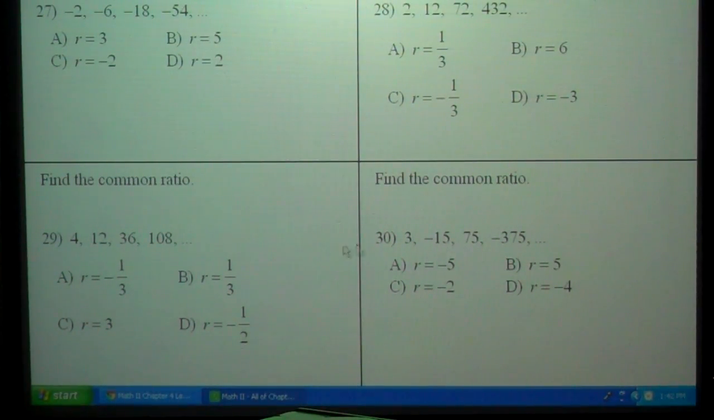Here's another example. Here it's alternating. That should tell you something about R, right? Positive, negative, positive, negative. Copy these down, hit pause, here comes your answers. Boom, there's your answers. 27 is A, 28 B, 29 C, 30 A. There's your 4 answers.